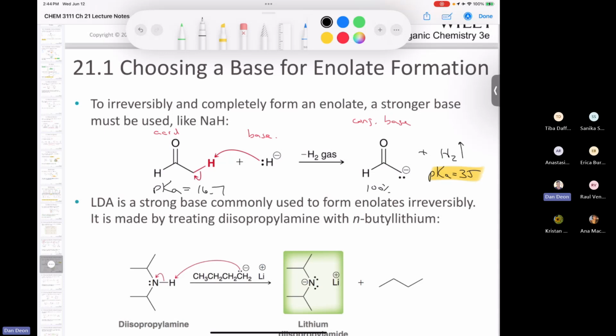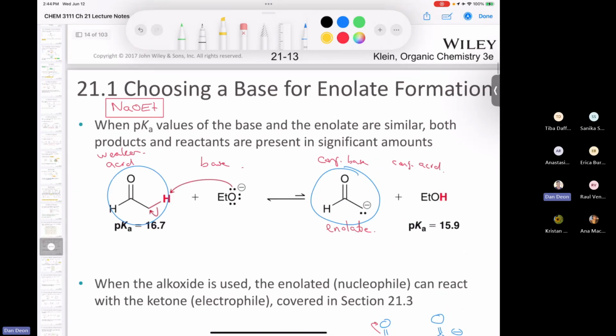Another reason why is because hydrogen is a gas, so it's just going to go up the smokestack up into the atmosphere. It's not coming back. So this is an irreversible reaction. So what does that tell you? Sodium hydride is going to do complete deprotonation, whereas something like sodium ethoxide that we saw in the previous slide, that's only going to do partial deprotonation.